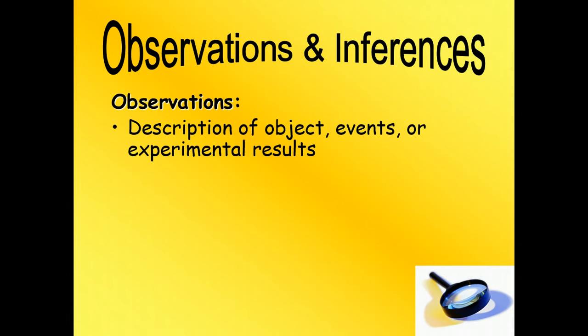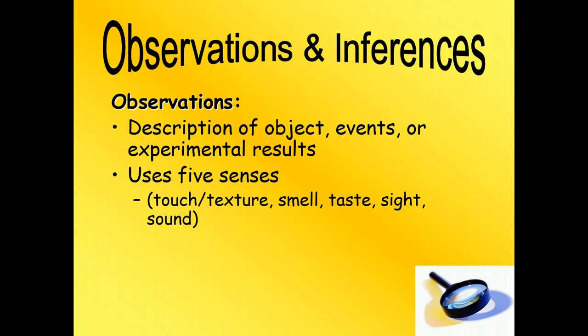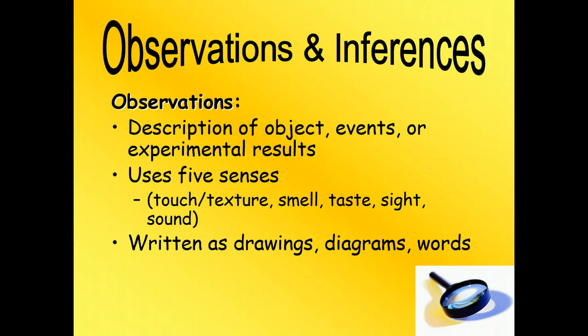There are many ways to make observations, but generally think of them as descriptions of objects, events, or experimental results. When you make observations, you use your five senses, such as touch or texture, smell, taste, sight, and sound. You can report them written, as drawings, diagrams, or in words. It's important to remember that observations do not include your opinions, such as that smells gross, or this is yucky, or it feels weird.